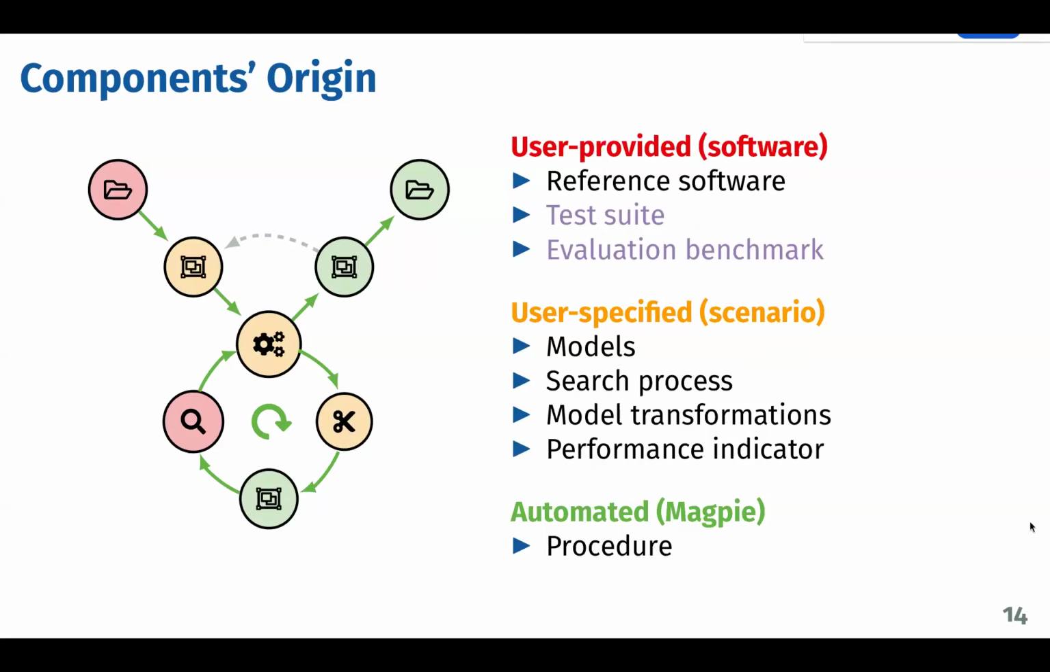And from all of that, Magpie will expect the user to provide the software to improve, of course, and basically either or both a test suite and an evaluation benchmark, something on which to compute the fitness. Magpie will expect the user to specify which model to use, which search process to use, which are the available transformations to apply on the model, and a performance indicator to compute the fitness of the variant. Everything else, the procedure, the framework, is just automated through Magpie.